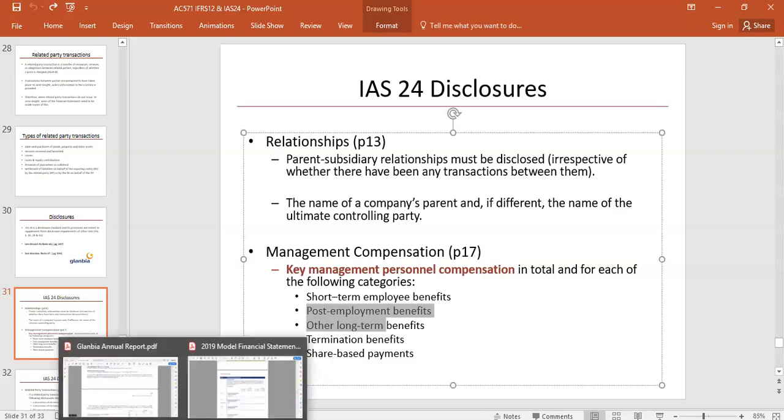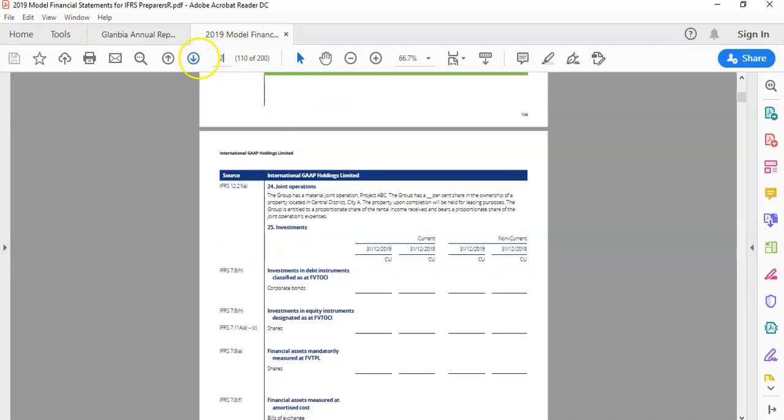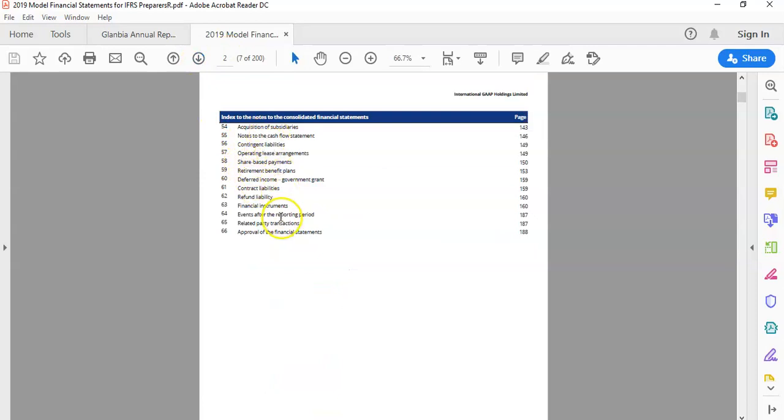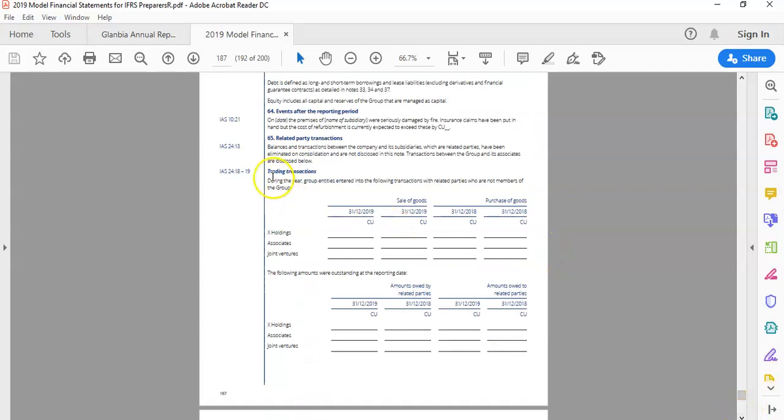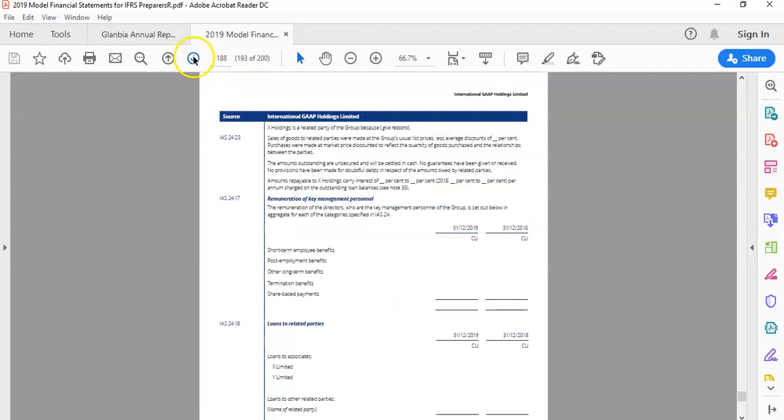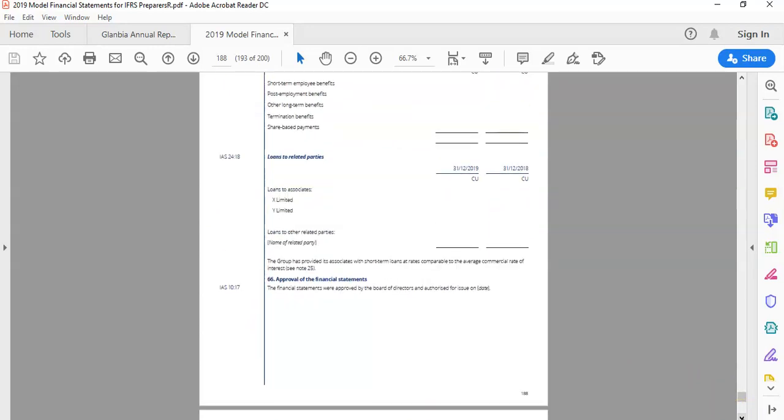And if you look at your model financial statements as well, we'll just go back, we'll look at the table of contents for related party transactions, which is note 65, page 187. They give all of these disclosures as well. So you can see here related party transactions, the trading transactions during the year, who do you sell goods to, who do you buy goods from, how much is owed to or owed by related parties in the year, all coming from IAS24. When you go to the next page, key management personnel remuneration, IAS24, loans to related parties, IAS24 as well. So it is an important standard. You'll see it in every single set of financial statements. Keep an eye out for IAS24 related party.